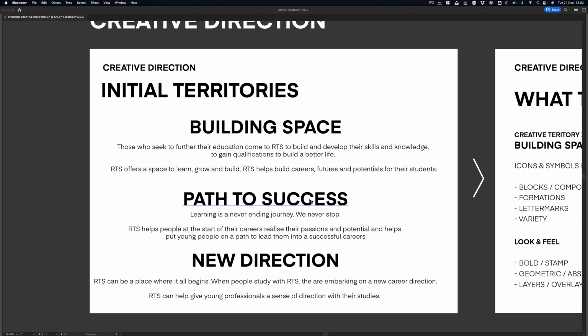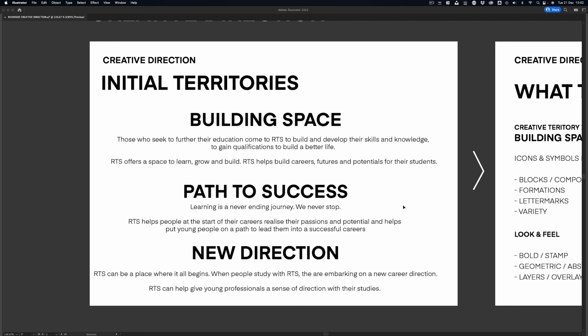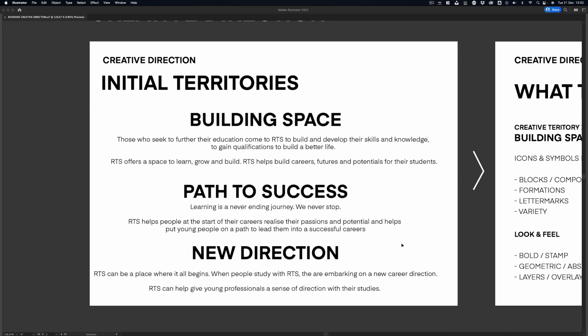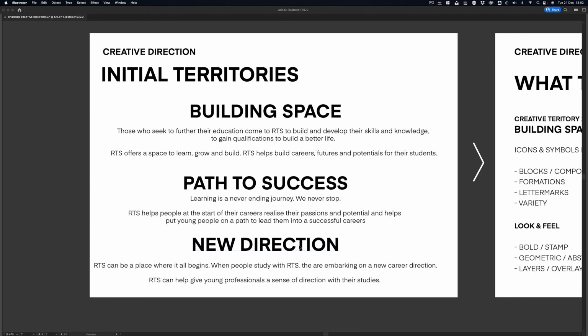The next one was a path to success. And this one was all about learning being a never-ending journey. We never stop. RTS helps people at the start of their careers realize their passions and potential and helps put young people on a path that leads them into a successful career. Unlike the first one, this one's more about pathway, more about journeys that individuals will take. This one also stood out to me, which I thought could be quite an interesting theme to base a logo design on. And lastly, I have one called New Direction.